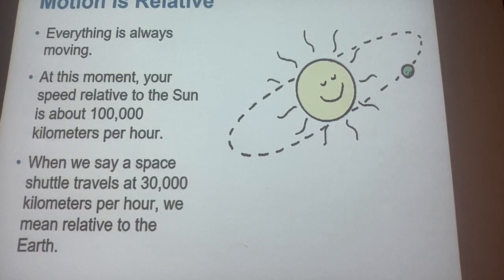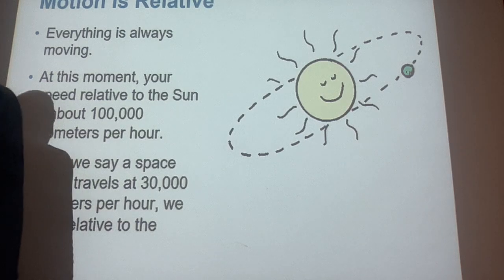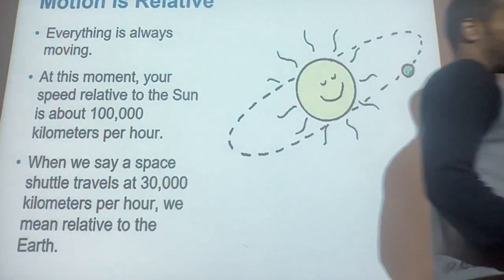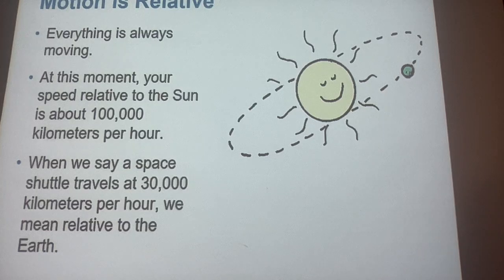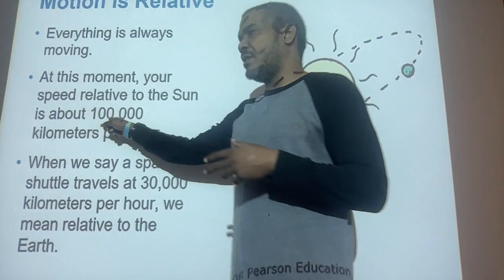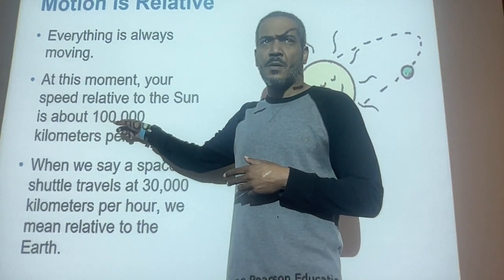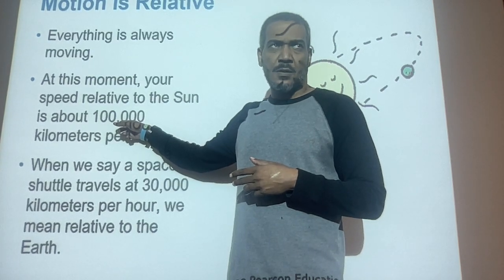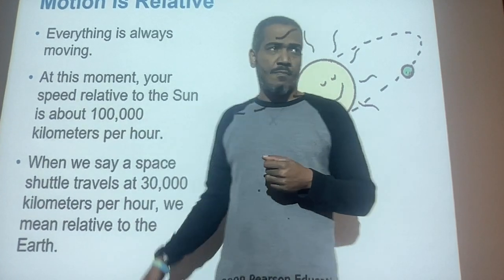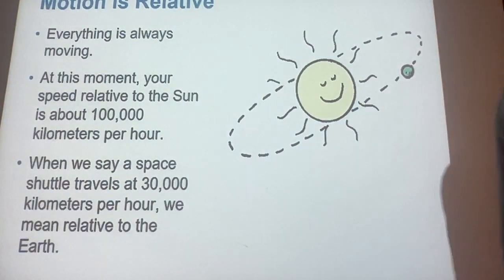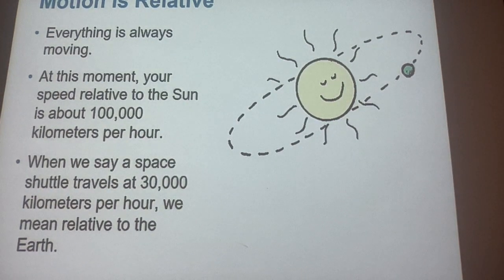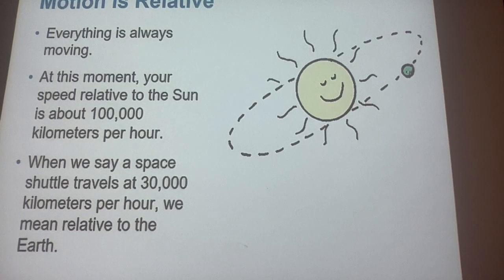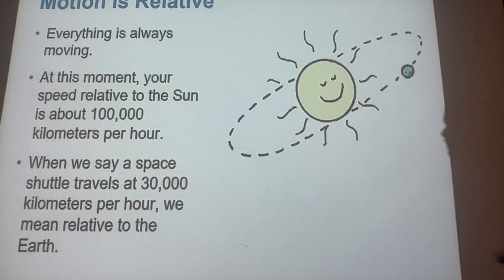So it says at this moment your speed relative to the sun is about 100,000 kilometers per hour. We don't think about things in kilometers per hour. I think on your dashboard in your car is miles per hour and kilometers per hour. But definitely your dash doesn't go up to 100,000. But you can think about how fast this is, 100,000 kilometers per hour. Your car might go 200 at best.